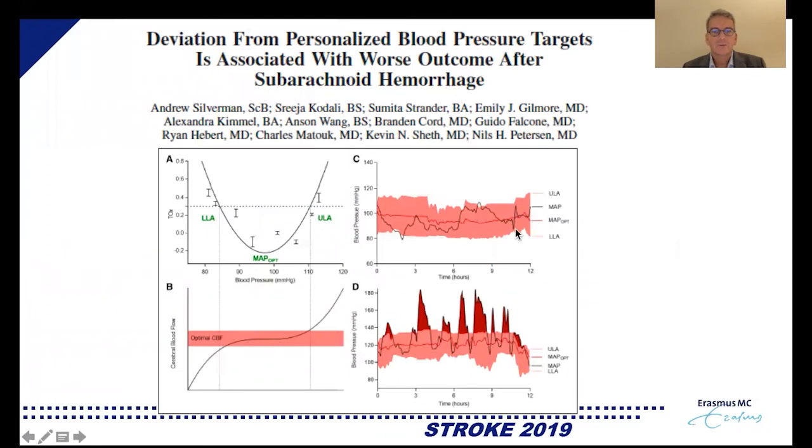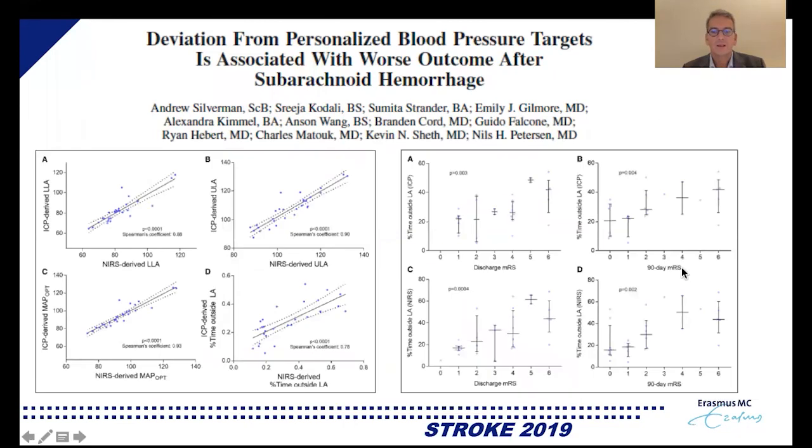So finally, I want to point you to this very nice study where they looked at autoregulation limits. To make a long story short, they found that SAH patients that were below the lower border of the autoregulation limit for a longer duration had a worse outcome. So when there was a longer time below the target lower border of autoregulation, you had a worse outcome, signified by a higher 90-day modified Rankin scale.